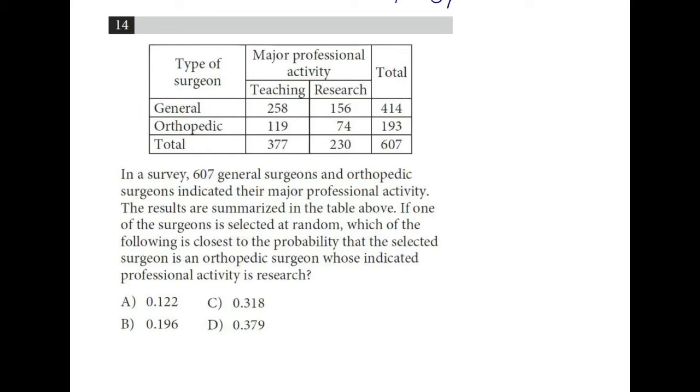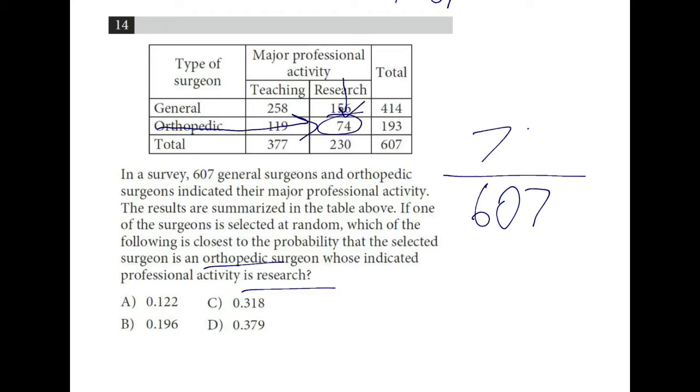Number 14. In a survey, 607 general surgeons and orthopedic surgeons indicated their major professional activity. The results are summarized in the table above. If one of the surgeons is selected at random, which of the following is closest to the probability that the selected surgeon is an orthopedic surgeon whose indicated professional activity is research? So there are 607 possible surgeons of each type and major professional activity. We're only looking at those in orthopedics who do research. So we follow orthopedic over and research down, and 74 is our numerator. If we divide these values, we end up with A, 0.122.